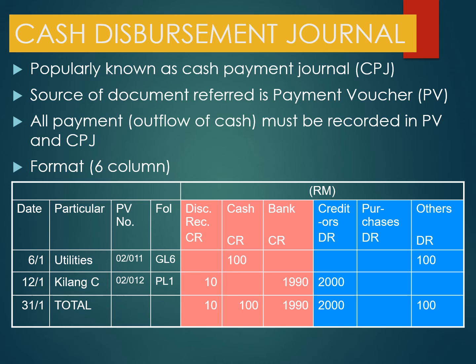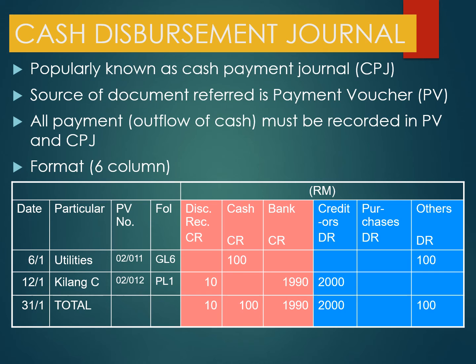The columns that are important in the cash disbursement journal are date, particular, which means where the money goes to, the payment voucher number, and the folio. Folio is optional. If you do not want it, then it's okay. And you have the discount received column, cash, and bank.